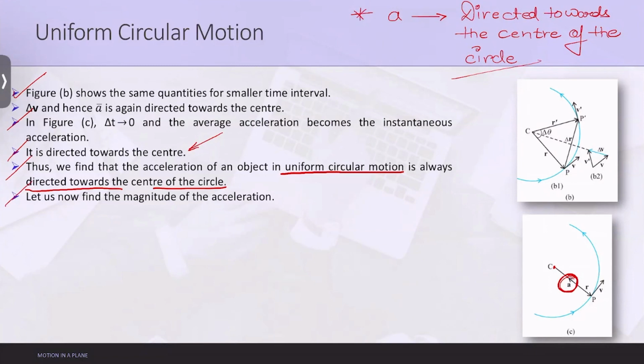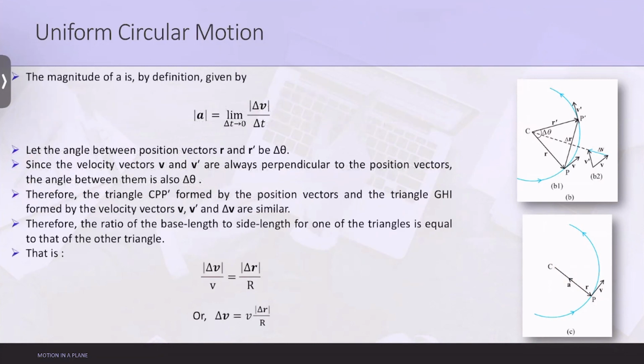Till this point we obtained the direction. Now we are trying to find out the magnitude. So what is the magnitude? We will obtain that it is a constant magnitude, but let us try to find it. Okay, fine. So the magnitude of A is by definition given by what? If we are talking about some time interval delta T, then the acceleration value is nothing but equal to delta V by delta T.